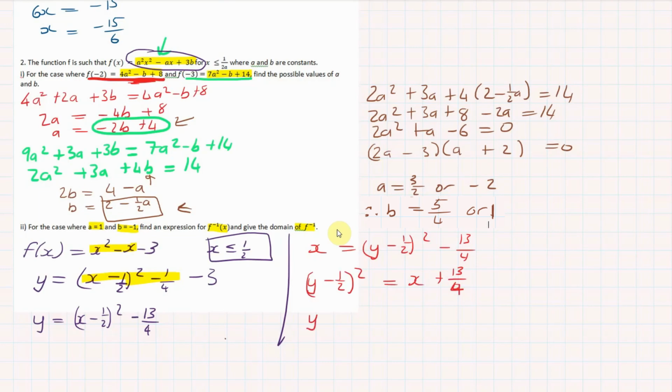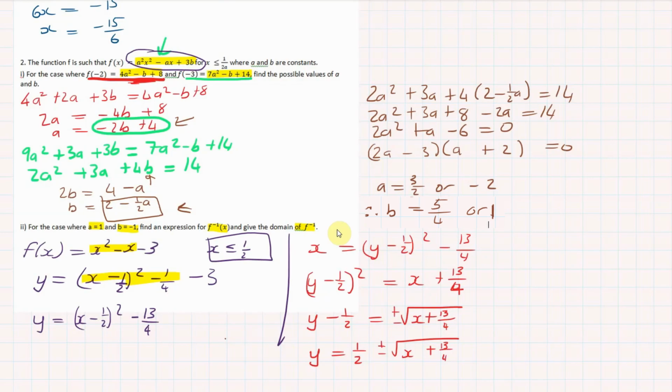And then to get the y out of here, we're going to square root both sides here. So we get y minus 1/2 is equal to the square root of x plus 13/4, and plus or minus. Now, okay, and then we will bring the 1/2 across, so we get y is equal to 1/2 plus or minus the square root of x plus 13/4. And we've got to think about the domain.